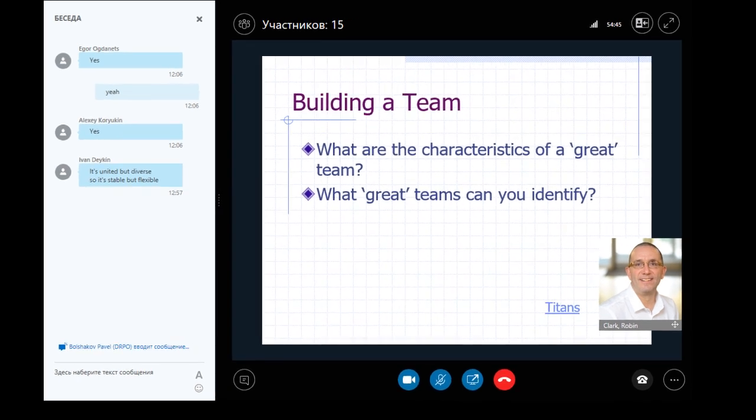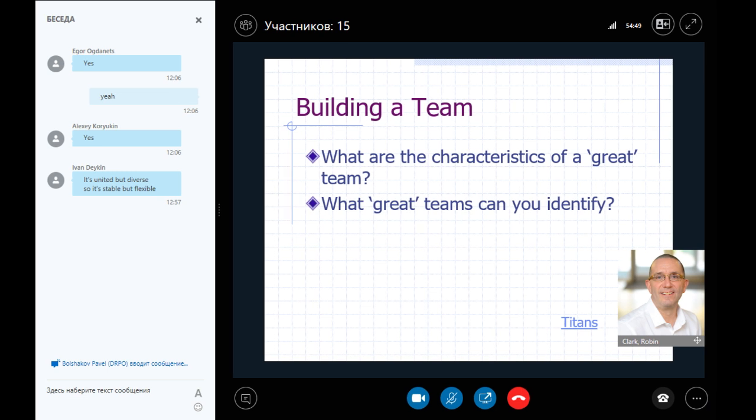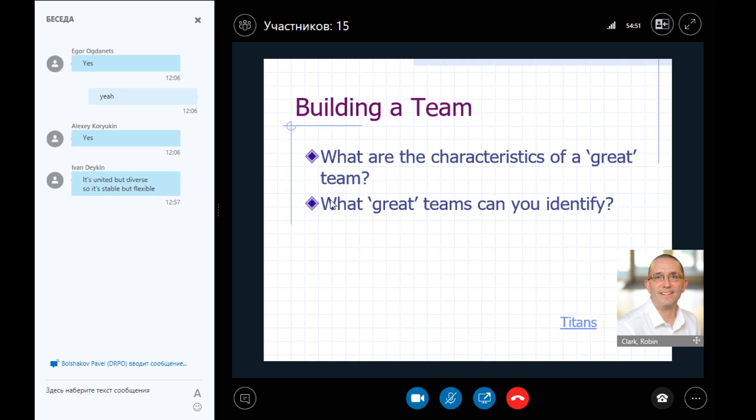And then the second bit of what someone's written, Ivan, is stable but flexible. Yes, stability is important. Oh, it's all right, I've just seen the next one, don't worry. I was going to say Liverpool, but there you go.